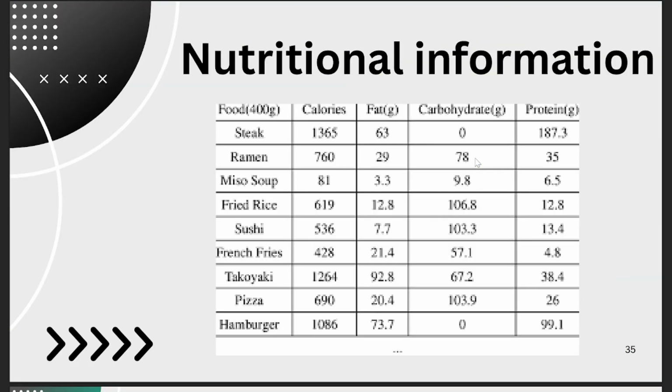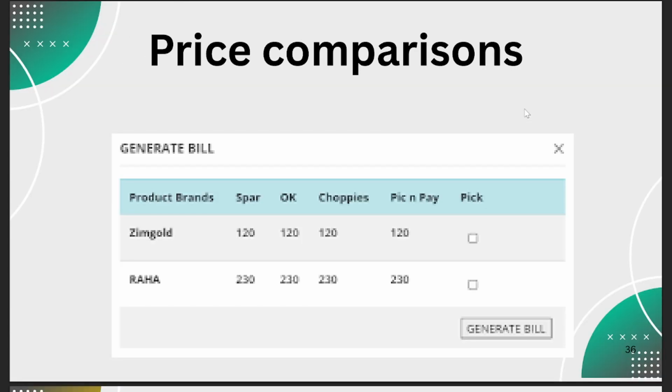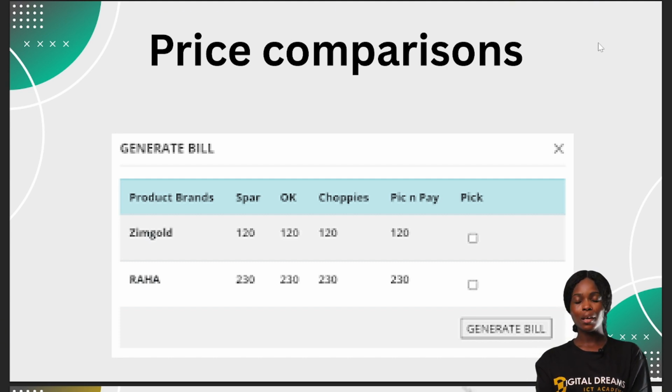This is nutritional information, your steak, your fried rice, sushi, just calories and all. You can do a lot of things with your table. This is another one, price comparisons. So you can do a whole lot with your table.